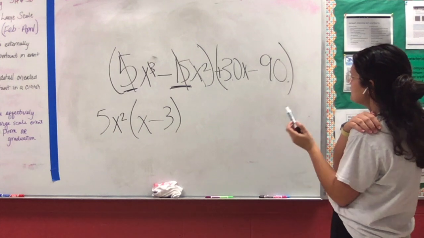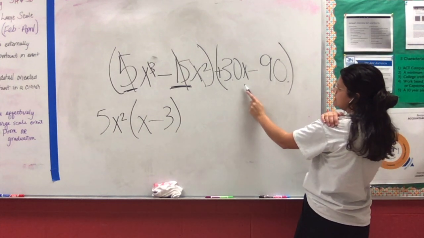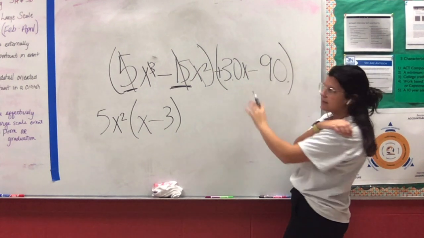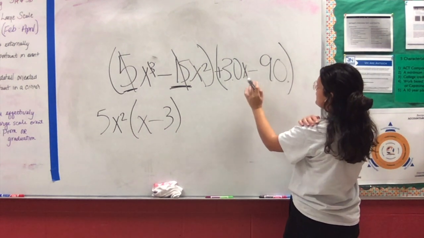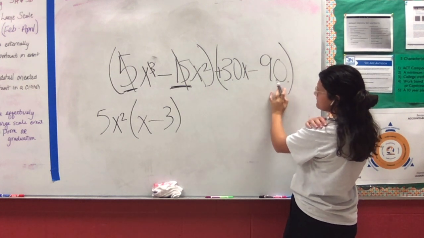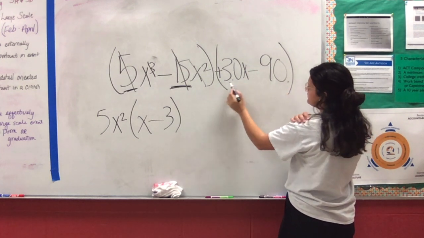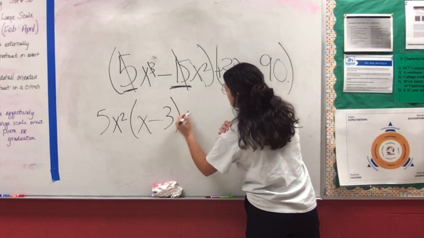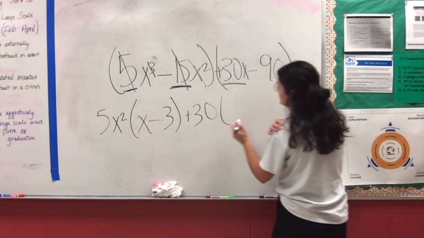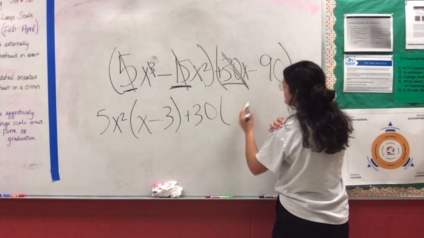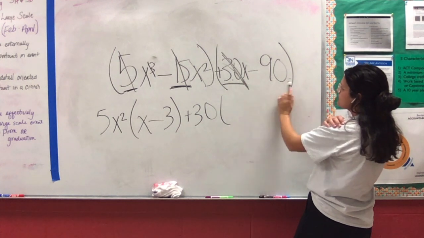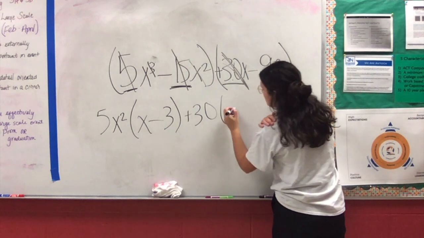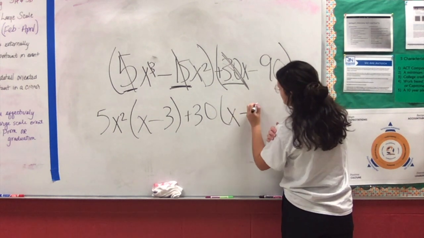Okay, and now we're going to factor this one. So find the greatest common factor. We have 30x minus 90. And our greatest common factor is going to be this 30. So positive 30. That gets rid of this 30. So we have our x left. There is no x over here, so we can't factor out an x. So I have x minus 3.